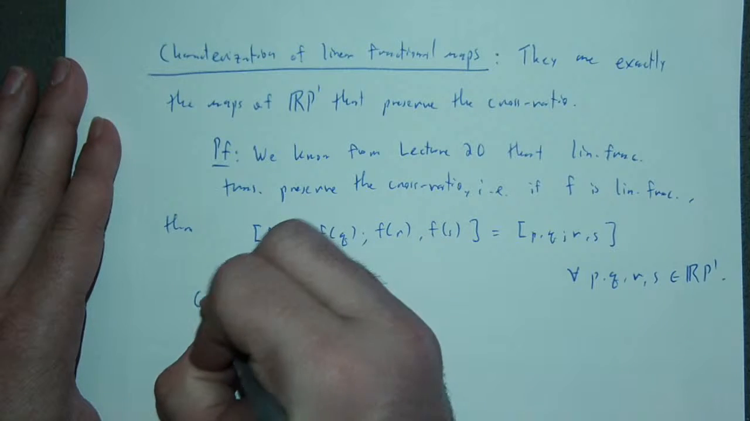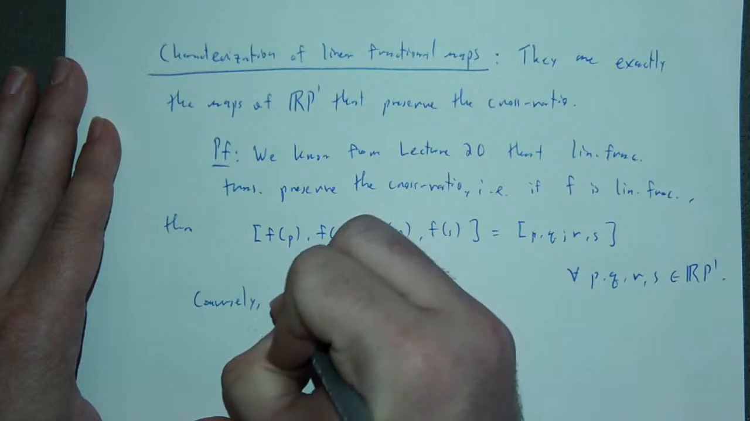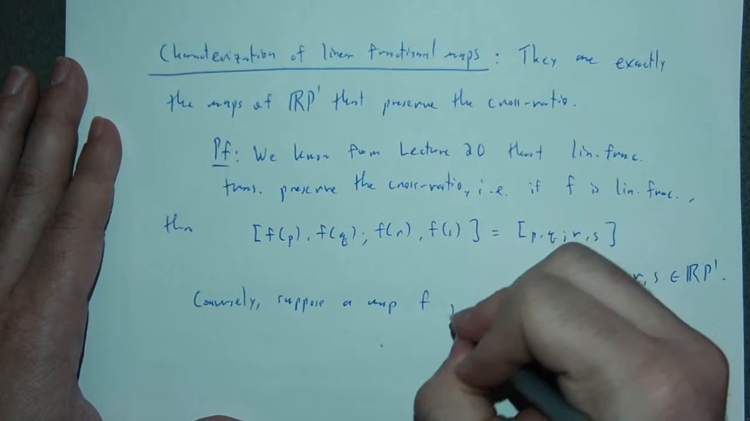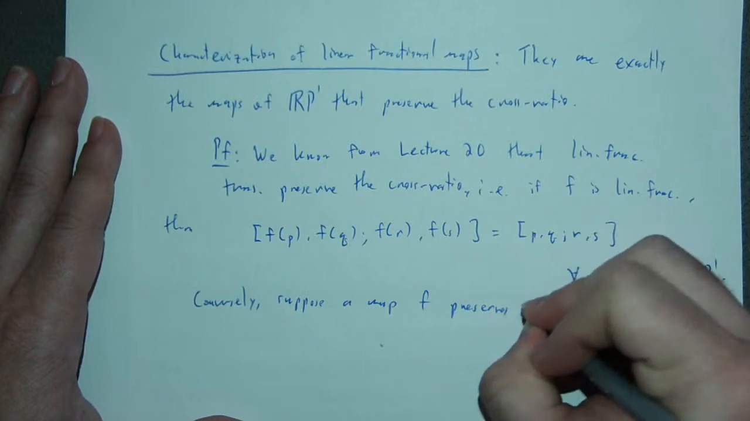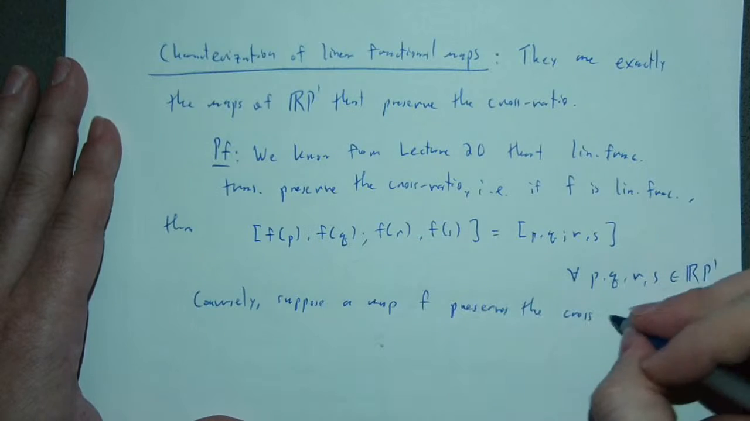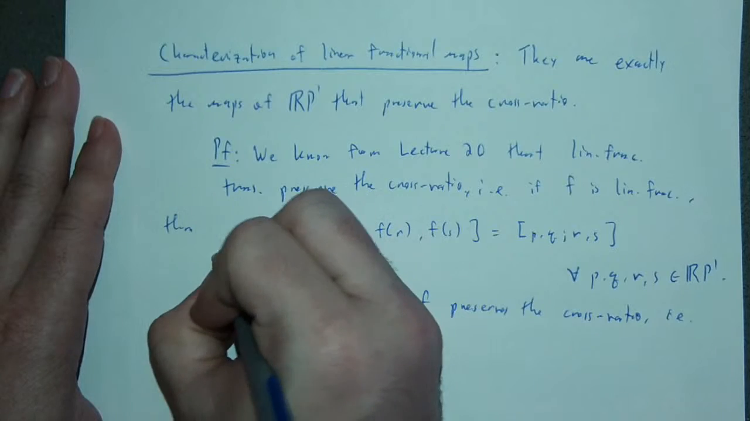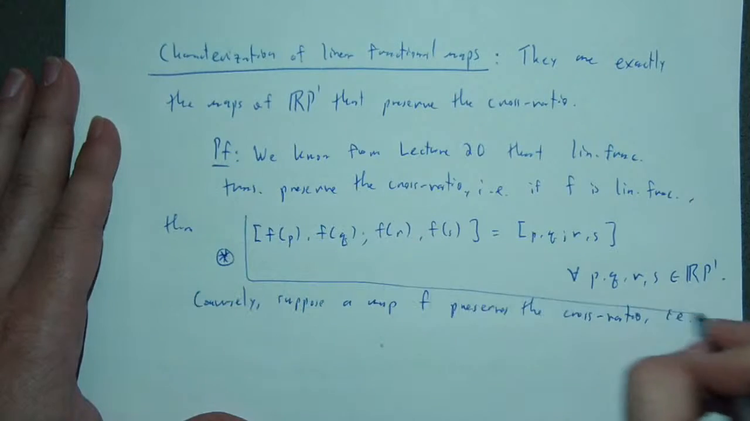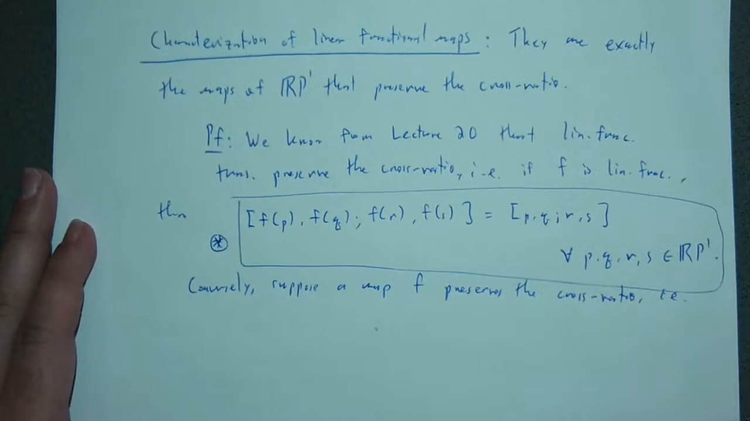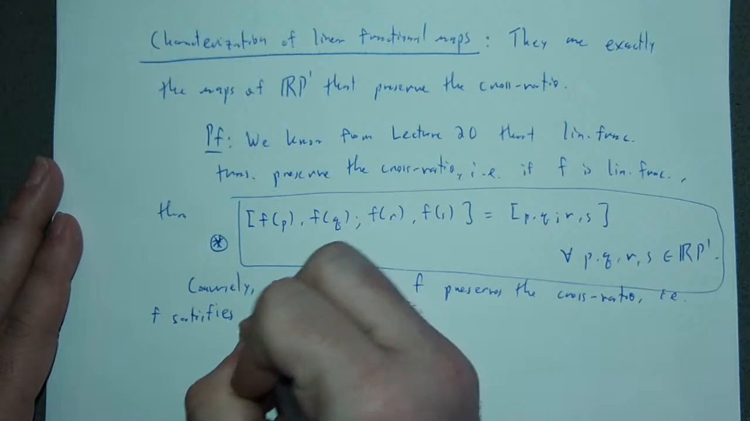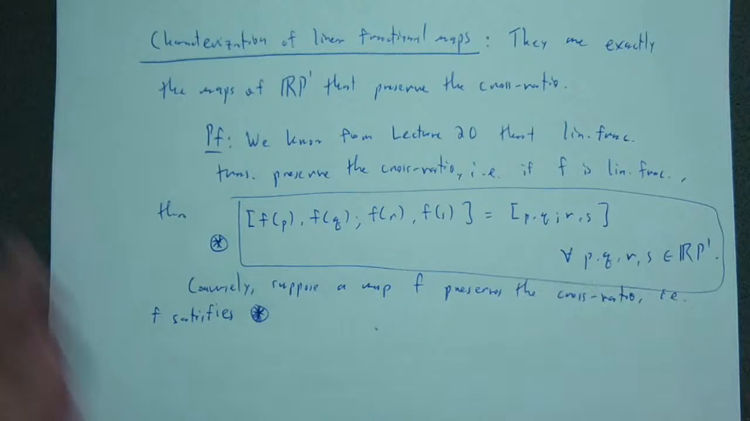So conversely, suppose a map F preserves the cross ratio. I'm not going to write this condition again. So i.e., let's say it satisfies condition star. I'll call this star. So f satisfies star, which is true for any 4 points PQRS in RP1.